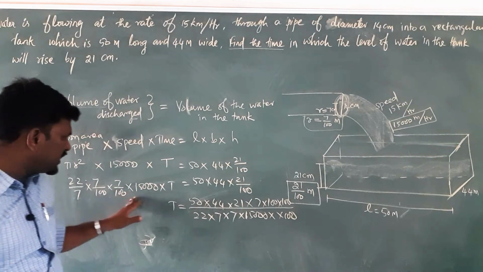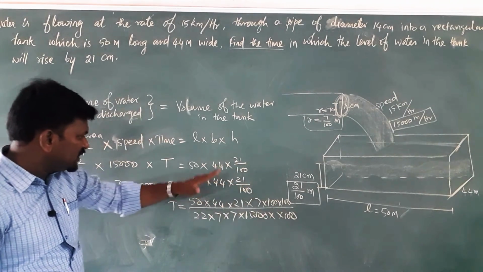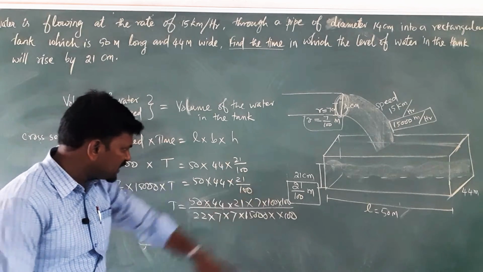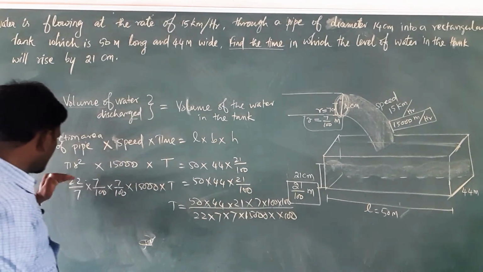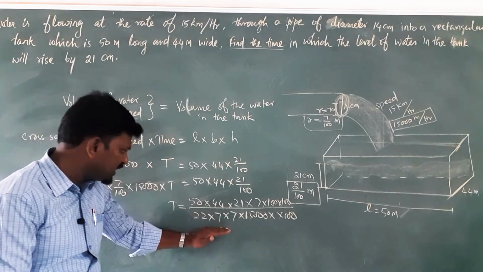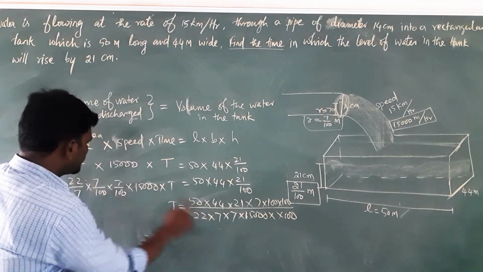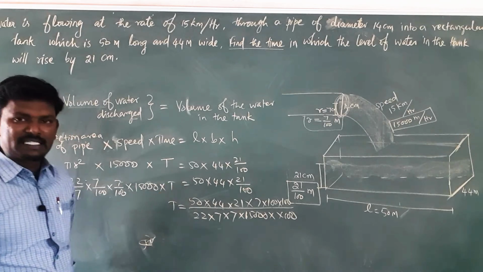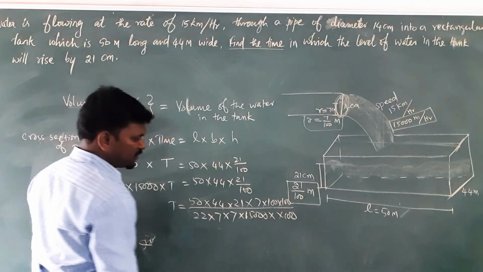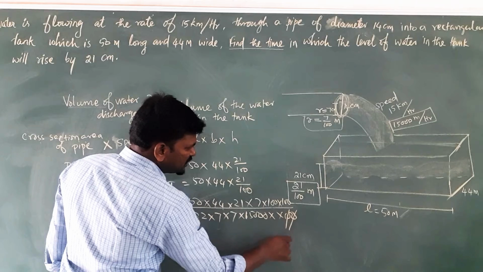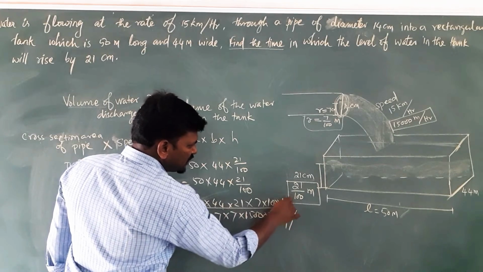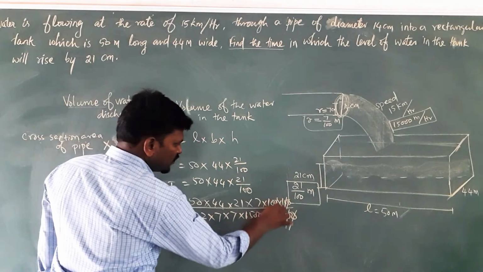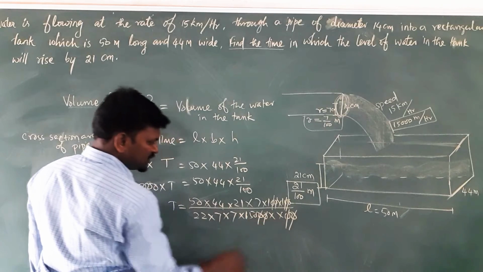So 700, 100. Then the numbers below this 100 are here. Then all the numbers in the numerator become the denominator: 22, 7, 7, 15,000. Now we have to just simplify. We have to cancel and we have to simplify. See, this 2 0 will be cancelled. Then 1 2 1 2, this 2 0.